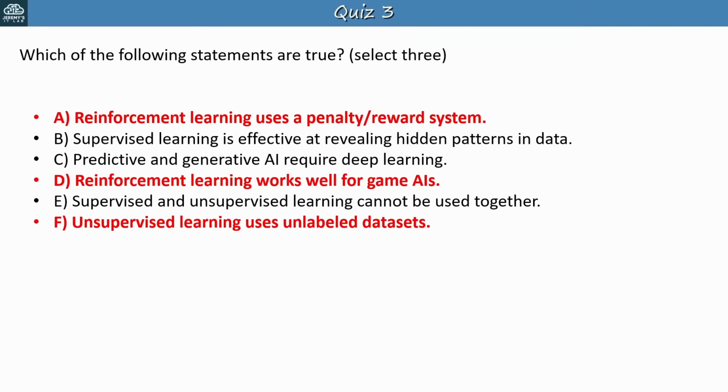B is incorrect because supervised learning works with data that is already labeled and is not suited to discovering hidden patterns. Unsupervised learning is better for that. C is incorrect because, although the most powerful predictive and generative AIs use deep learning, it's not a strict requirement for a predictive or generative AI. And E is incorrect, as supervised and unsupervised learning can complement each other, and this is called semi-supervised learning. Okay, that's all for the quiz.